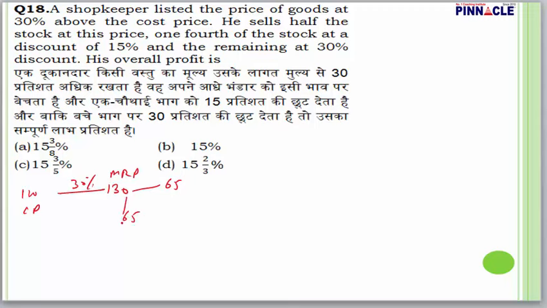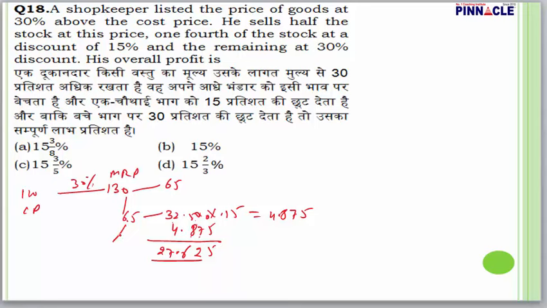So the remaining is 1/4 of the total, which would be equal to half of 65, that is 32.50. He is selling this 32.50 at a 15% discount. The total discount given is ₹4.875, so he is selling the item for ₹27.625.